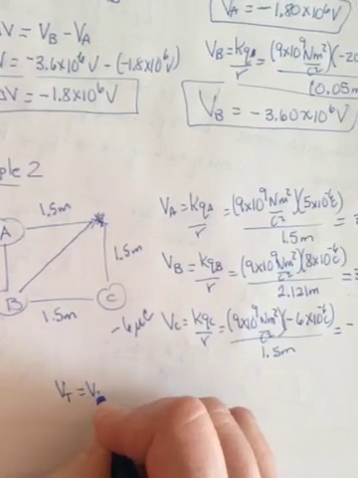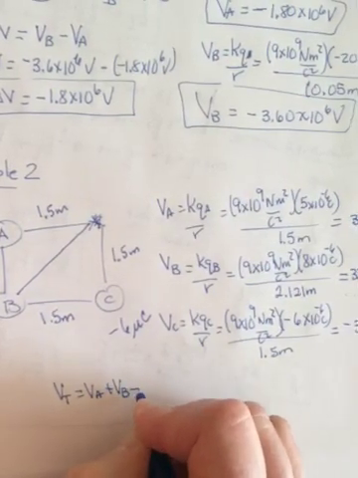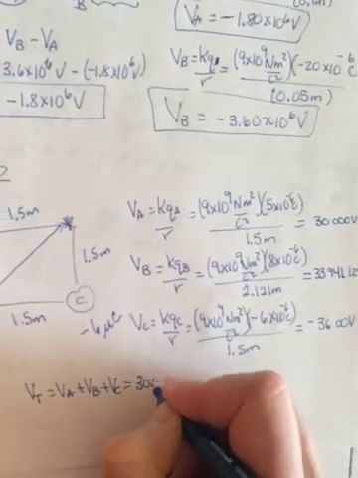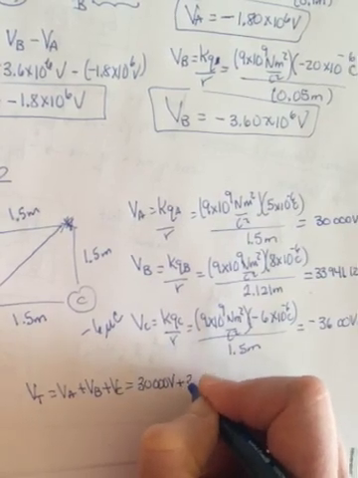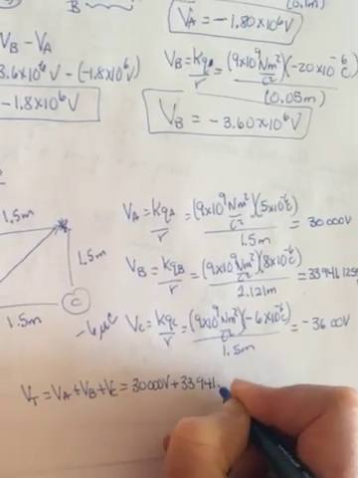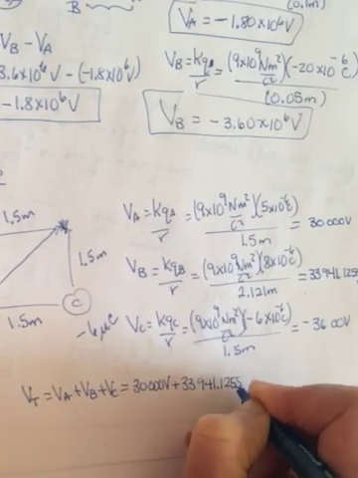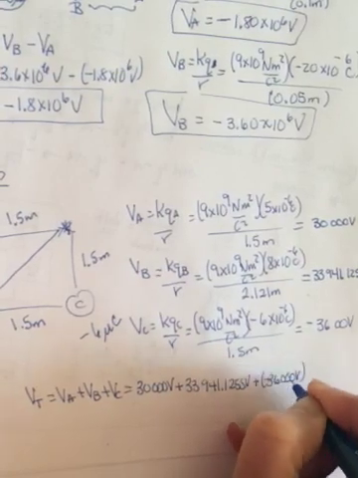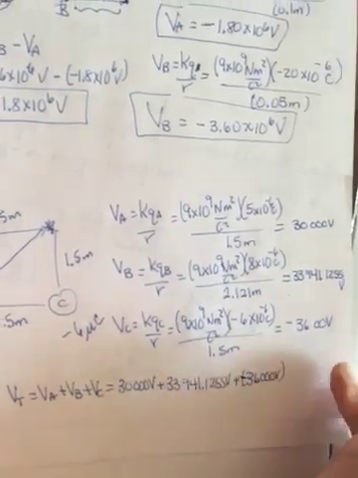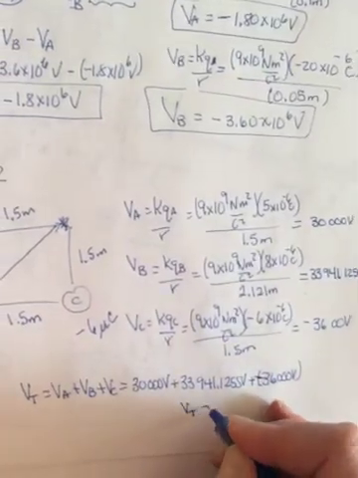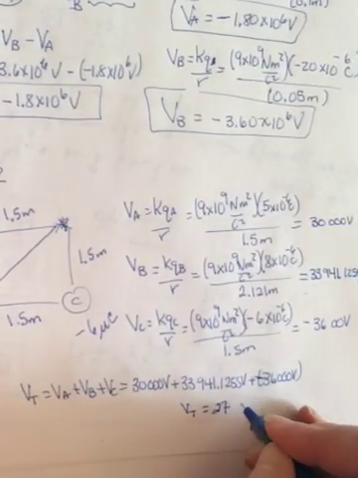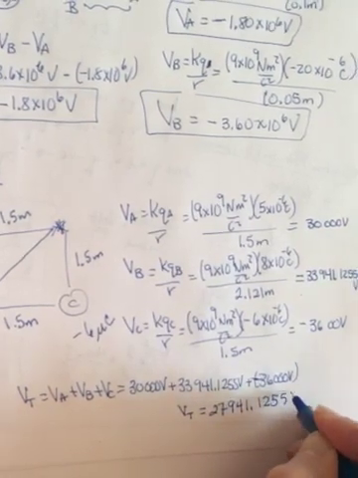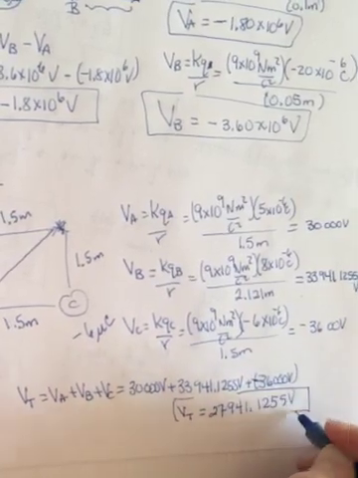And so now the question wants the total. So it's just VA plus VB plus VC, keeping the negative sign. So 30,000 plus 33,941.1255 plus a -36,000. Okay, so you have to keep the negative sign there. And when you do this, you should get a V total of 27,941.1255 volts. You are done.